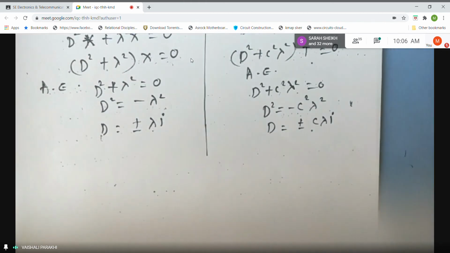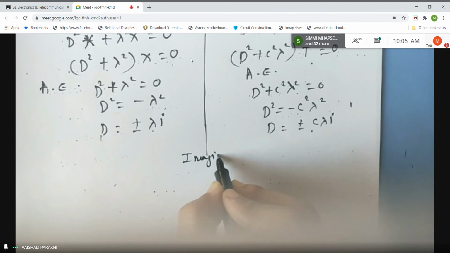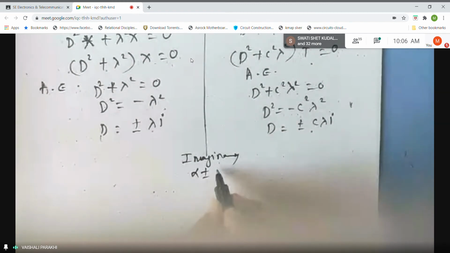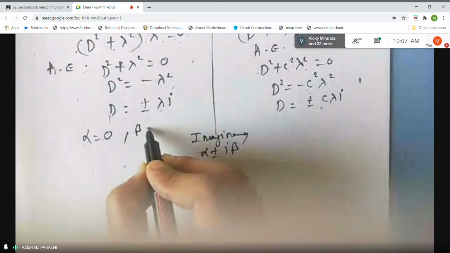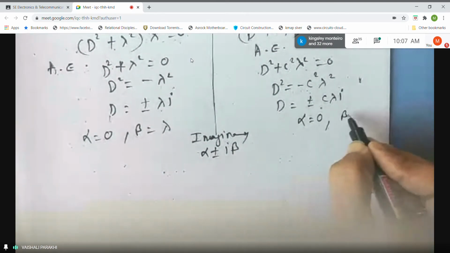If you observe here, the roots are imaginary, right? Imaginary in the form alpha plus or minus i beta, correct? What is alpha here? 0, because there is no real part. What is beta here? The coefficient of i. So alpha is 0, and beta is c lambda.